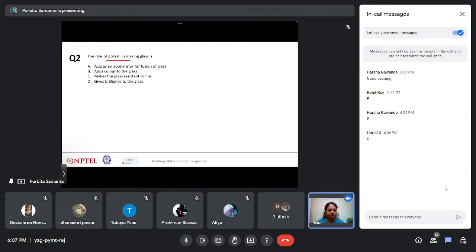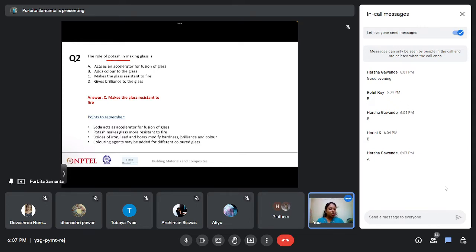Yes, the last question, the answers by Harsha, Rohit, Harini, all were correct. Okay, I got an answer from Harsha saying that it acts as an accelerator for fusion of glass. Any more answers for this particular question? Okay, so let me give the answer. So it basically makes the glass resistant to fire.